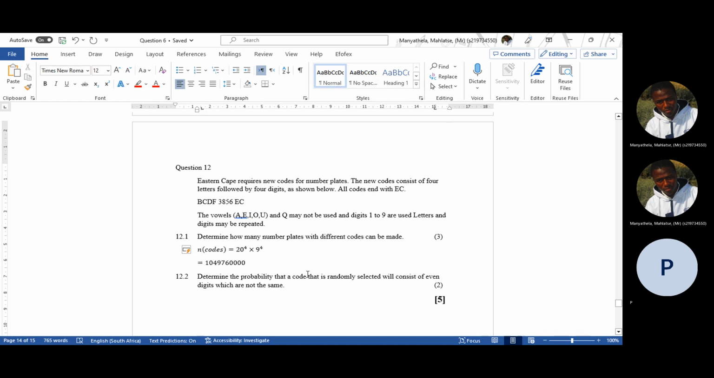So determine the probability that a code that is randomly selected will consist of even digits which are not the same. The probability that a code that is randomly selected will consist of even digits which are not the same.